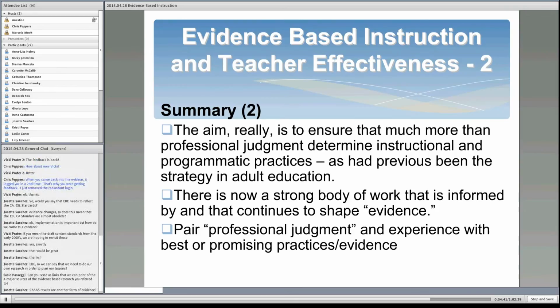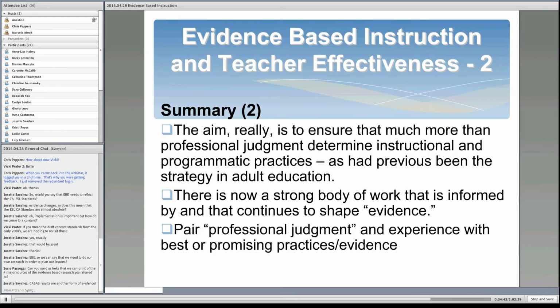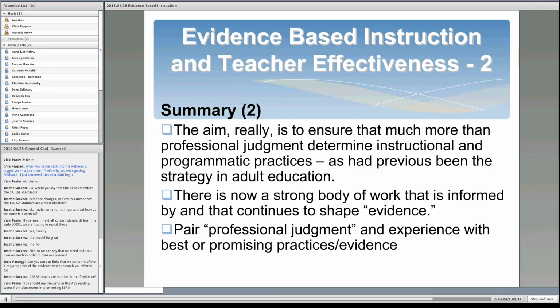So the idea here is really to pair professional judgment and experience with the best or the most promising practices, and in the field of adult education, we have a lot of promising practices. We have endless promising practices, and in many interviews that I've conducted with different program directors across the country, there are some really important promising practices that I think we should call our evidence.